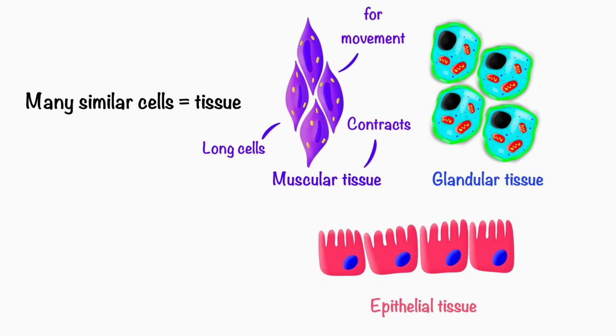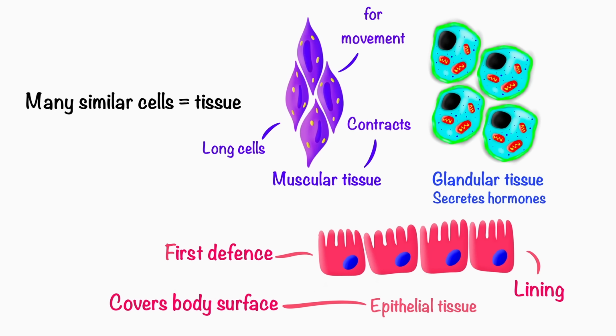In mammals like humans, we have several types of tissues. Muscular tissue is made of cells that can contract, allowing movement. Glandular tissue produces and secretes important substances like hormones and enzymes. And epithelial tissue forms coverings and linings throughout the body.